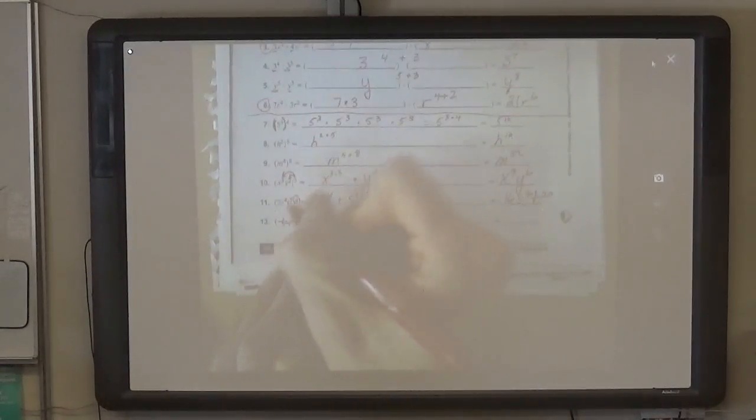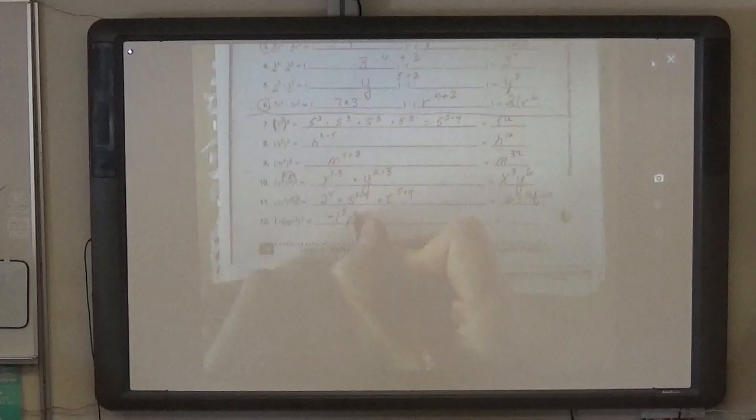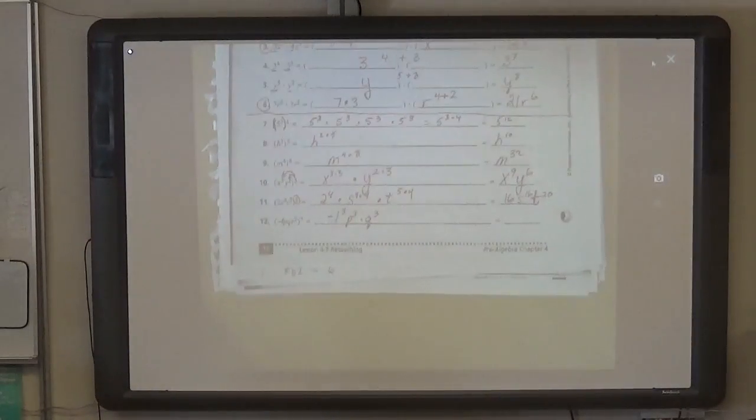All right. Look at this. This is a -1 here. So, -1p to the 3rd times p to the 3rd times q to the 3rd. Where'd you get the 1 from? Because it's just a negative sign. A negative p is a -1p, just like a negative n is a -1n. A negative x is a -1x.